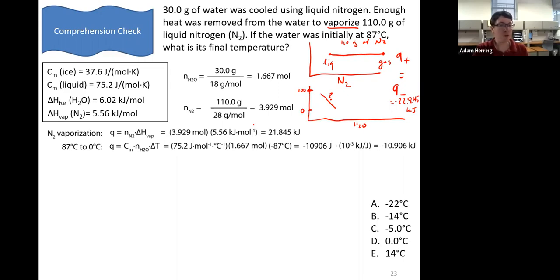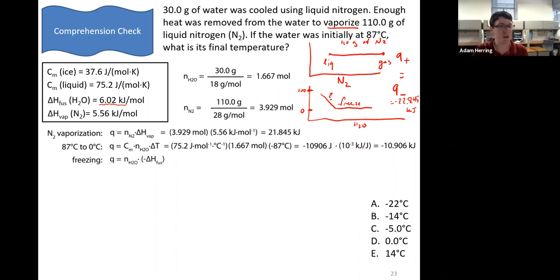So after we cool it down to 0, the next step would be to start to freeze the water. When we take a look here, we see that it's 6 kilojoules per mole, and we have just over 1.5 moles. So that's going to be about another 9 or so kilojoules that's given off, and we've already given off about 11. So we probably will have a little bit left over. Let's confirm that by calculating the total amount of energy that it would take to freeze the water.